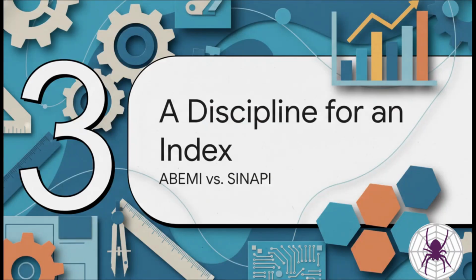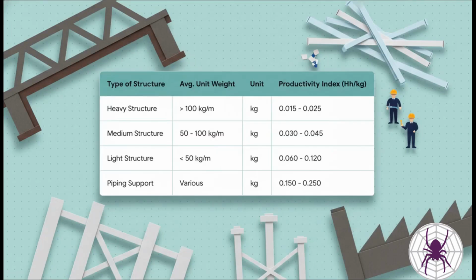But here's the catch. Not all work is created equal. A huge part of smart planning is picking the right index for the right kind of job. The ABIME tables, which are an industry standard out of Brazil, are basically the gold standard for complex industrial projects. And here's something you might not expect. Look at how the lighter structures, like handrails and supports, actually require more man-hours per kilogram. Why? Because of all the incredibly detailed fitting and welding work they involve.